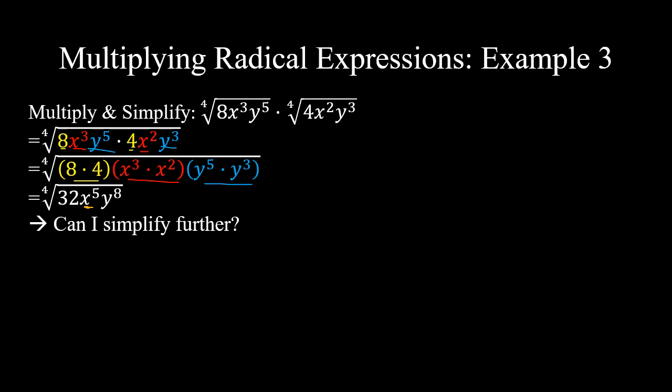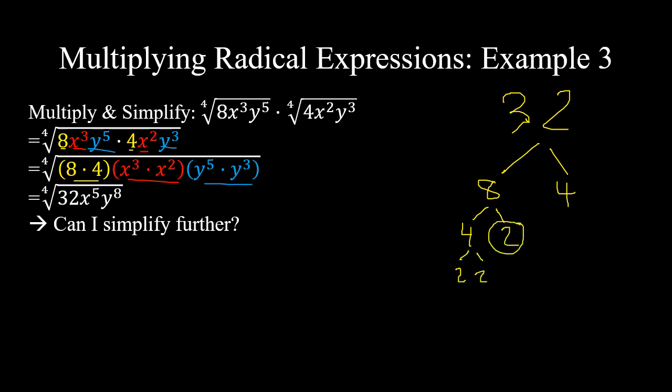So I'm going to start with the 32, and I'm going to break it down into its prime factorization. So the first two factors I think of are 8 and 4. These are not prime, so I'm going to keep going. 4 and 2. This one's prime, but I have to keep going with this one.